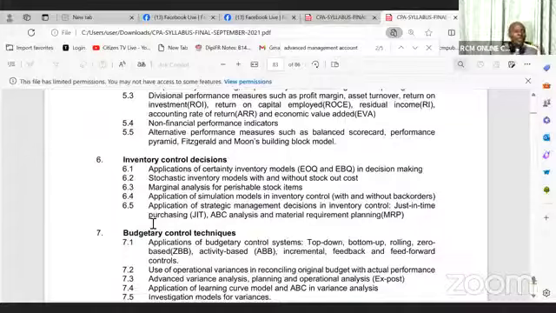And once you get this economic order quantity, then you must be able to know how to get ordering cost. You must be able to know how to get the holding cost, etc. Then we have the stochastic, the probabilistic, where I'll be able to draw a schedule for you. We have a marginal analysis for perishable stock items. We have the simulation. We have this JIT again here. Then we have budgetary controls, ladies and gentlemen, and the budgetary systems.